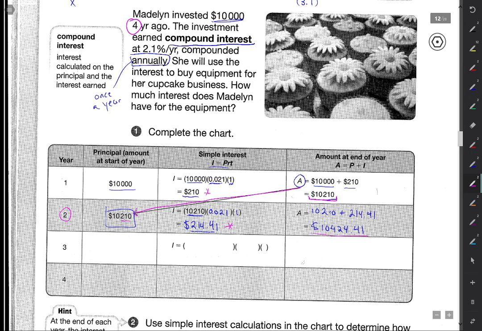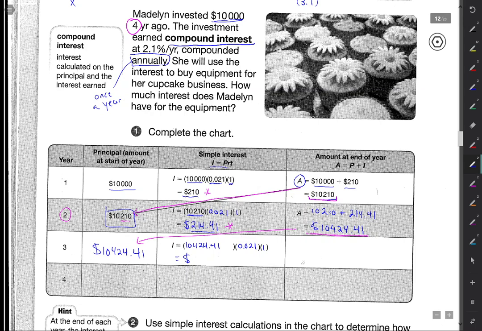Now I'm going to take this amount at the end of the second year, and that's going to become the initial amount we have at the start of the third year. So we're going to have $10,424.41. We're going to do all these calculations again. The rate is staying the same, 0.021, and the year again is 1. So we're going to multiply all of these together.